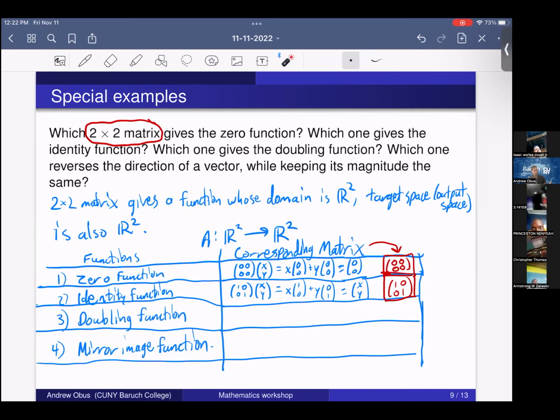Does anybody have a guess what matrix they think is going to be so that if you plug in xy, your output is 2x, 2y? Can it be identity for Andrew? Well, the identity we already have, and when you plug in xy, it gives you xy. So what do you have to modify about the identity so that instead of getting xy as your output, you'll get 2x and 2y as your output?